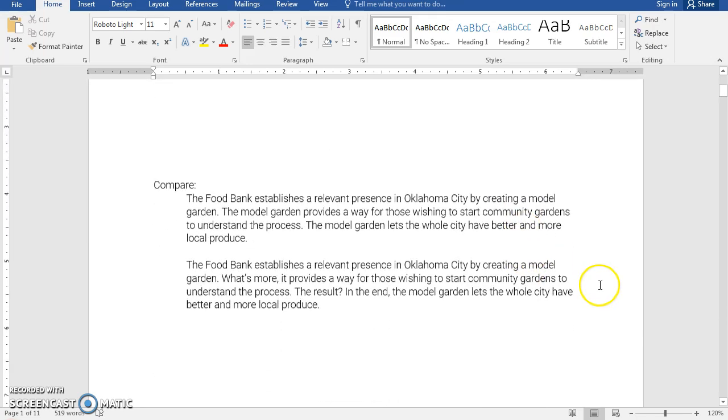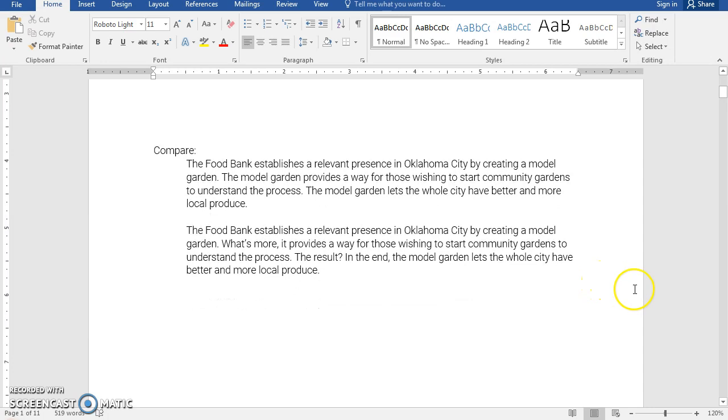Okay, here's an example sentence that I'm going to use for the next few examples. So the boring one. The food bank establishes a relevant presence in Oklahoma City by creating a model garden. The model garden provides a way for those wishing to start community gardens to understand the process. The model garden lets the whole city have better and more local produce. Okay, it's fine. It's really dull.